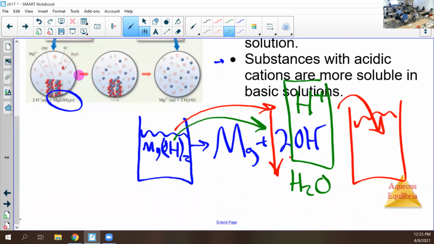Okay. So when you have a question like this, just try to remember Le Chatelier's principle. If we add or take away, the solubility of the solid will be affected. All right, so here, substances with acidic cation are more soluble in basic solutions. So just the same idea.